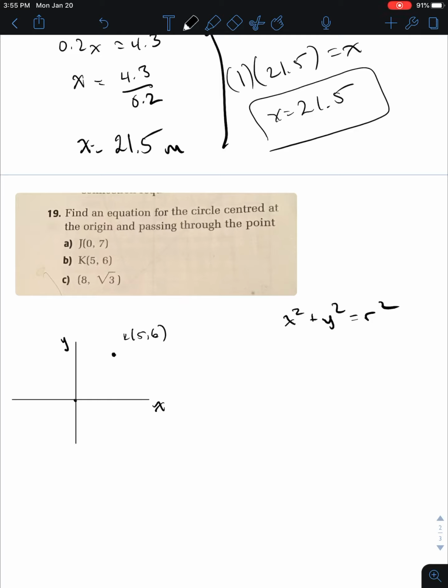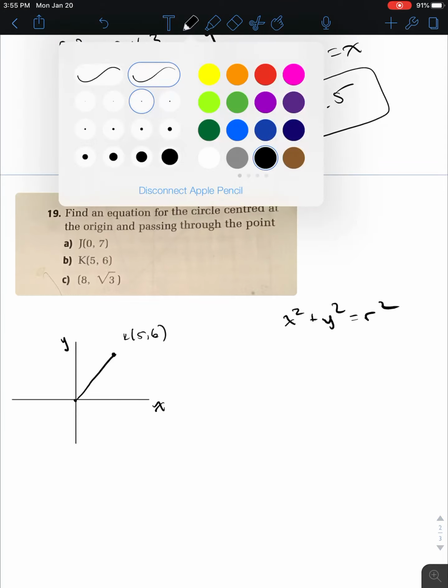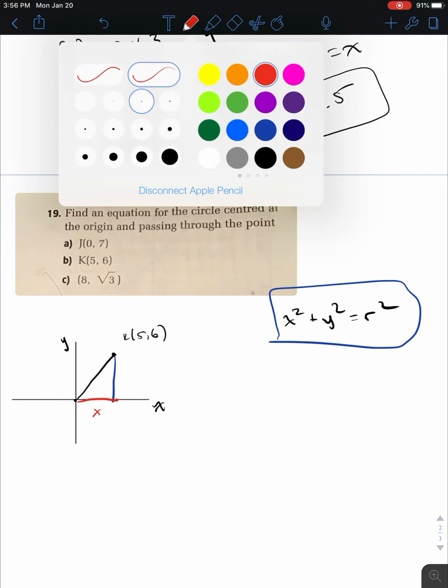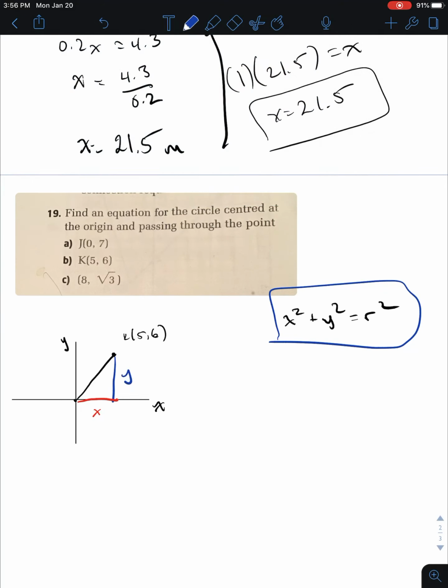If I set it at the origin and connect these two dots, and then I draw down here, it's a triangle. This is the Pythagorean theorem. So I have y pieces and I have x pieces.